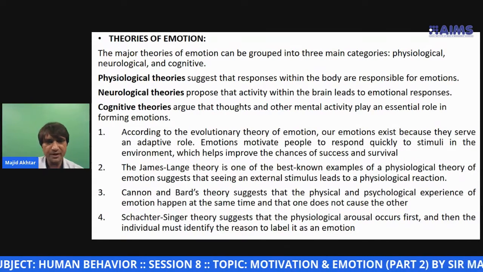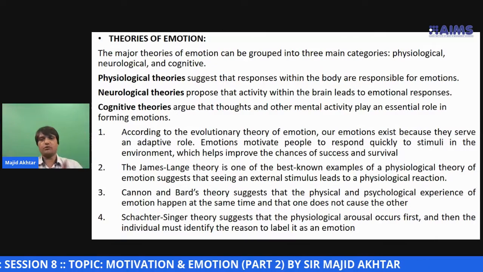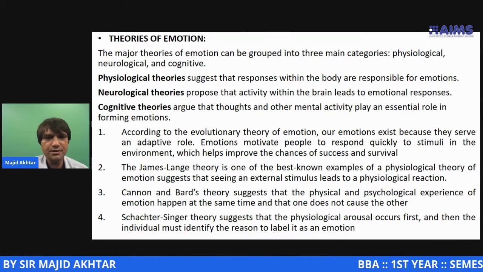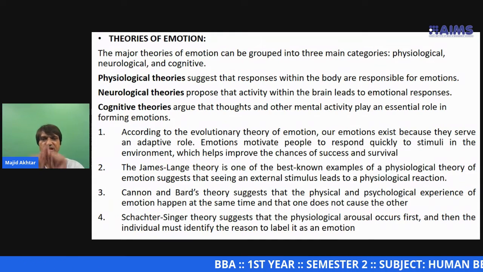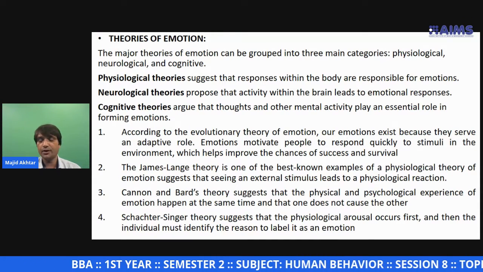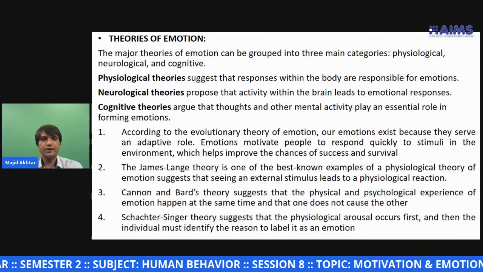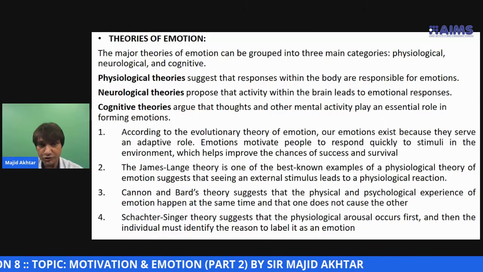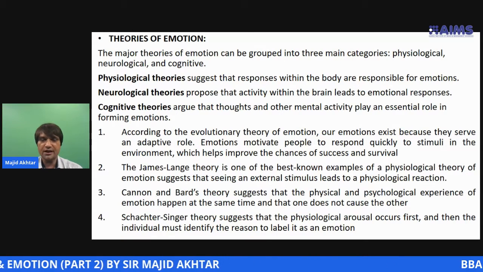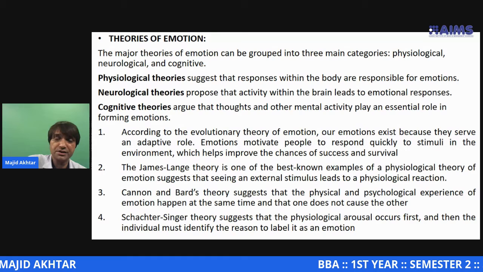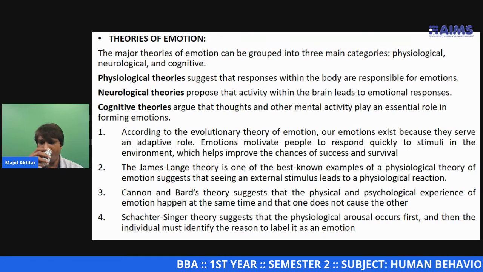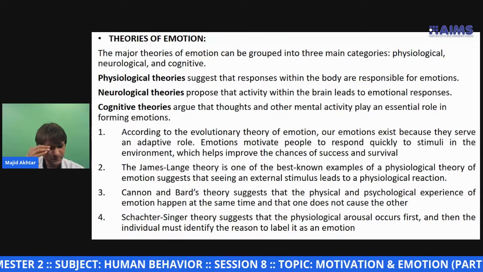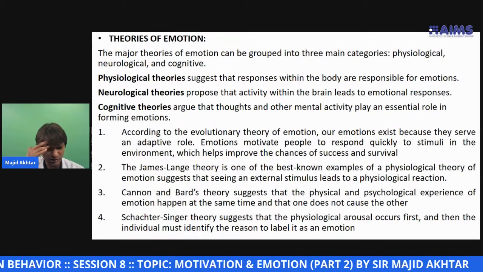If we try to summarize this topic or give it an umbrella shape, then broadly speaking there are three main categories. The major theories of emotion can be grouped into three main categories: physiological, neurological, and cognitive. These are the three broader categories into which this topic can be divided.